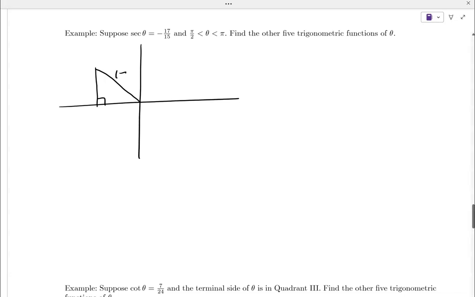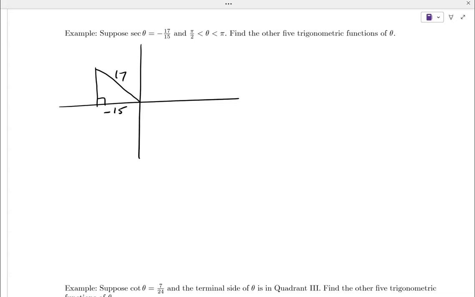The 17 is the hypotenuse. And remember, we always use positive for the hypotenuse. Think about it as a distance. So what other side can we label? The adjacent, and we'll make that the negative 15, making it negative because we're to the left. Right?